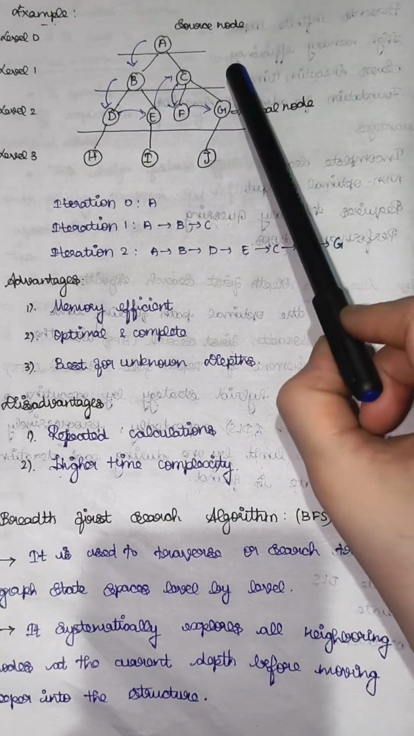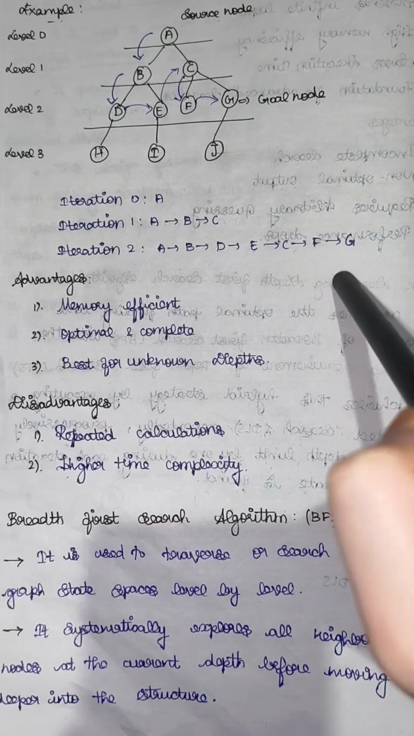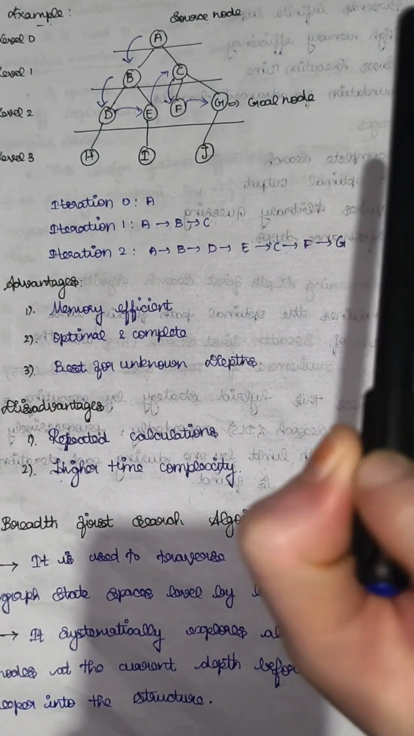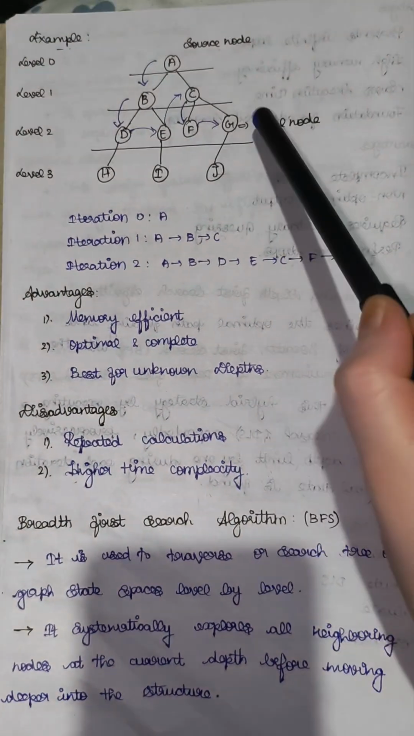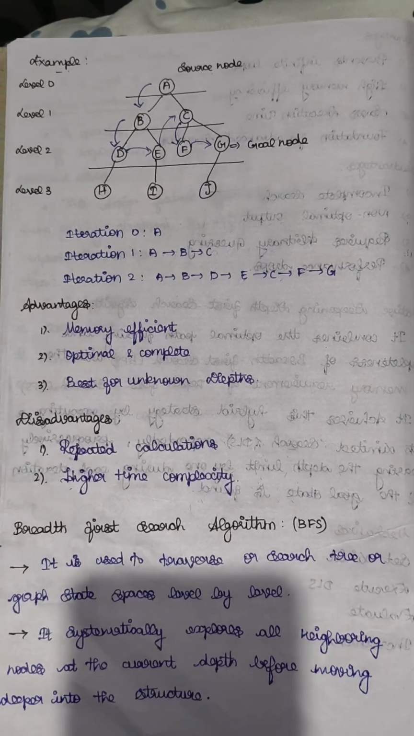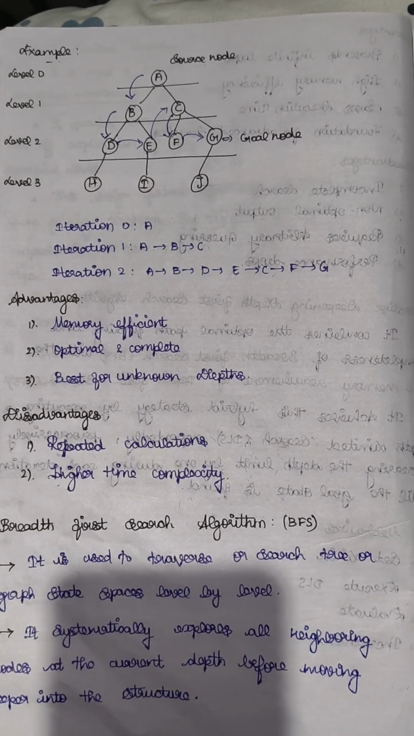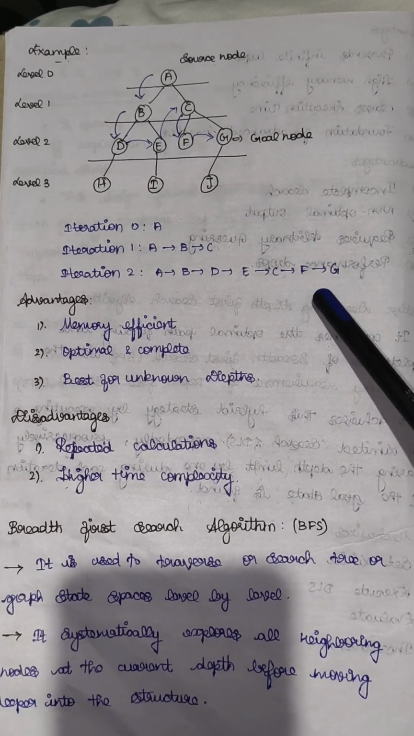After that I move to C, and I write the child nodes of C. So F and G, and finally G, the goal node, has been achieved in iteration 2. If it is not achieved in iteration 2, then I will move on to iteration 3. So this is the major working of the iterative deepening depth first search algorithm, with the depth limit search algorithm.